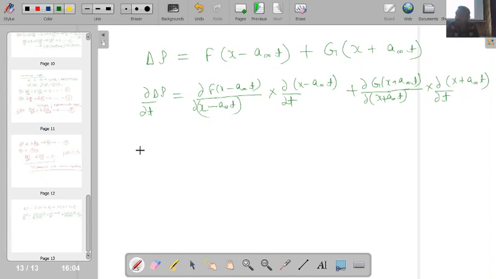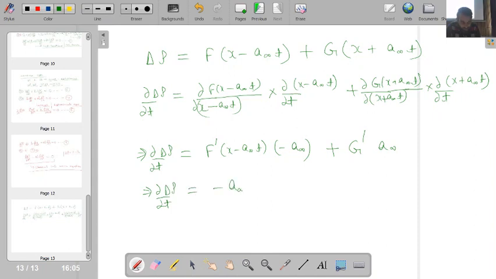So from here, I get del by del t of delta rho as f dash of x minus a infinity t, and this del by del t will become minus a infinity, plus g dash times plus a infinity. So del by del t of delta rho is equal to minus a infinity times f dash plus a infinity times g dash.